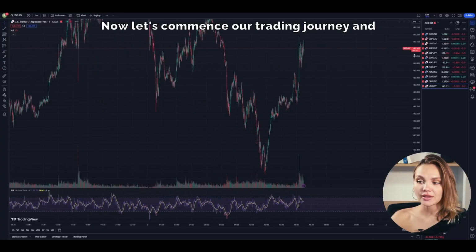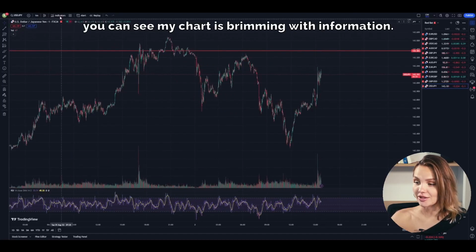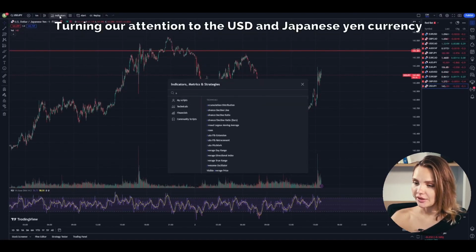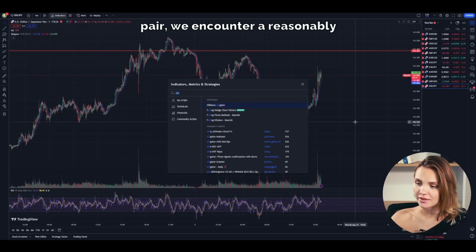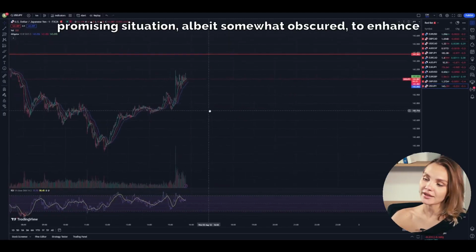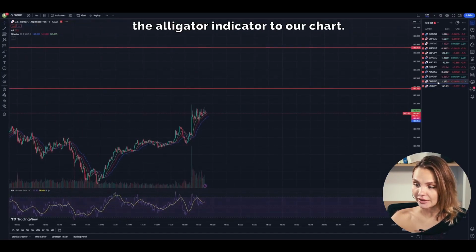Now, let's commence our trading journey and delve into the current market dynamics. As you can see, my chart is brimming with information. Turning our attention to the USD and Japanese yen currency pair, we encounter a reasonably promising situation, albeit somewhat obscured. To enhance our comprehension, I'll introduce the alligator indicator to our chart.